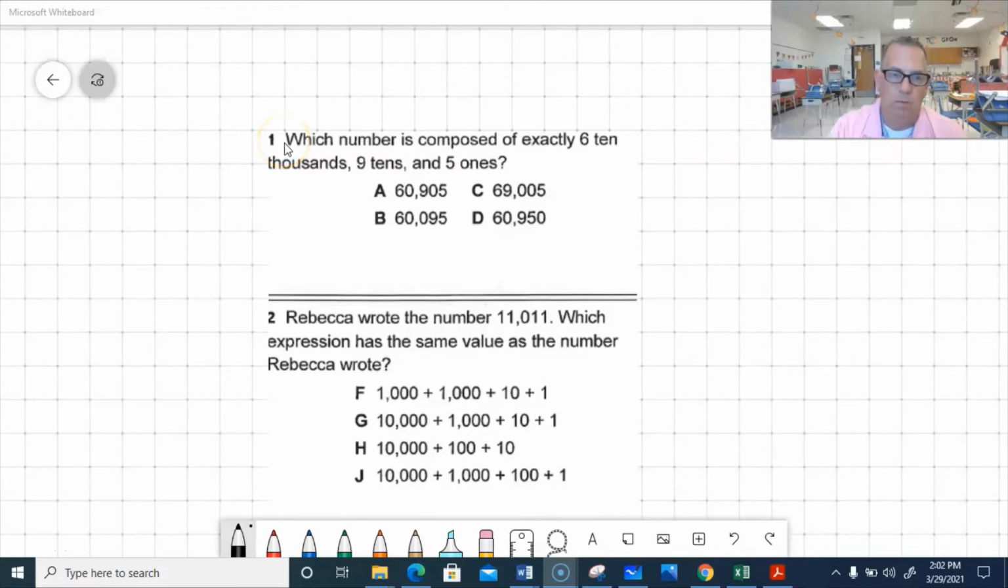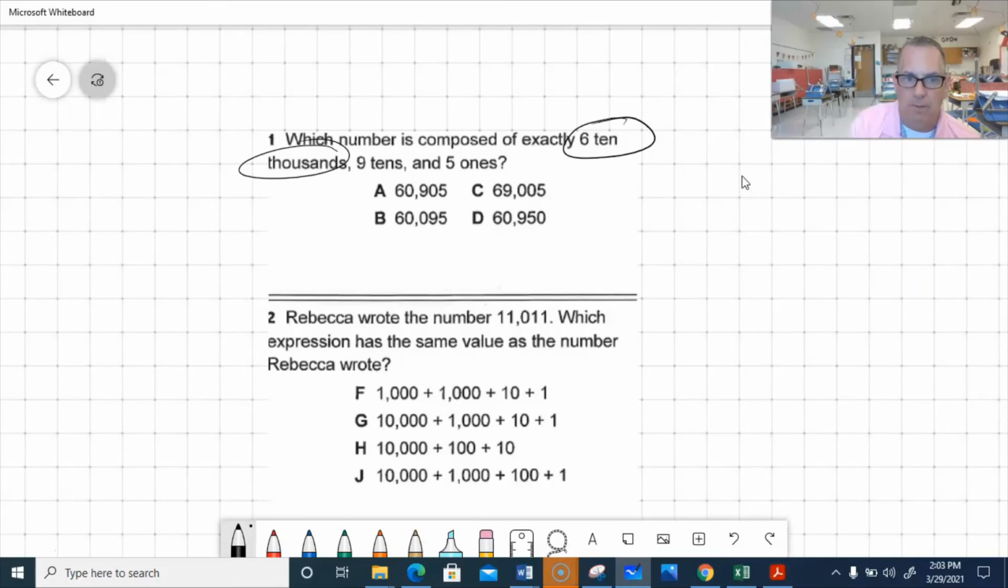Okay, let's go ahead and work on some guided practice problems together. So follow along as I read. It says, which number is composed of exactly 6 10,000s, 9 tens, and 5 ones? Is it A, B, C, or D? Okay, well, let's check it. I'm going to look for 6 10,000s first.